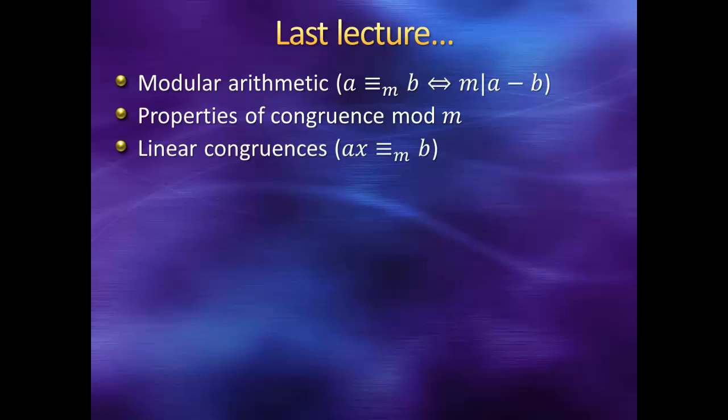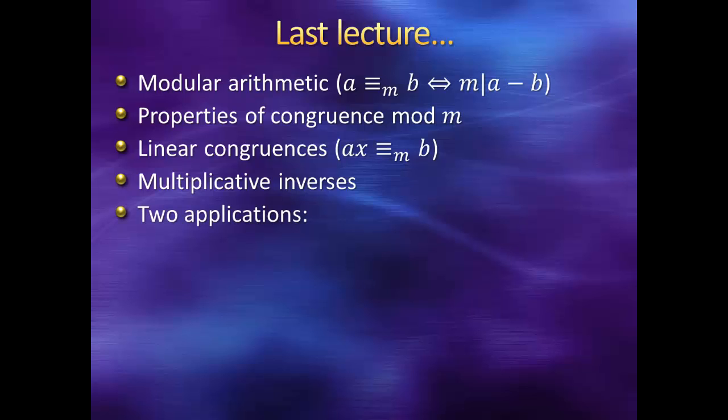We investigated linear congruences of the form ax is congruent to b mod m, and saw that such congruences can have solutions from one or more congruence classes, or perhaps no solutions at all. We defined the multiplicative inverse of a mod m as the number by which a is multiplied so that the product is congruent to 1 mod m.